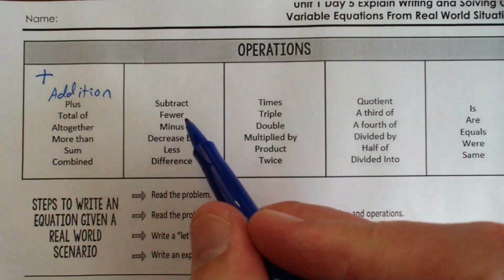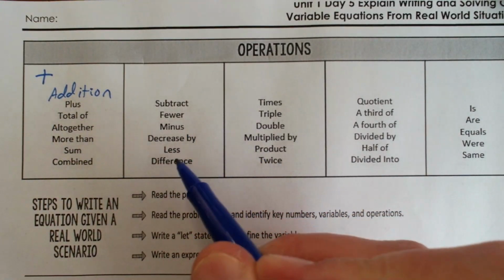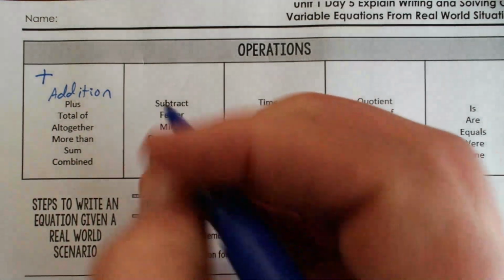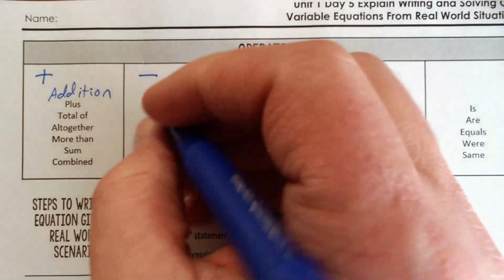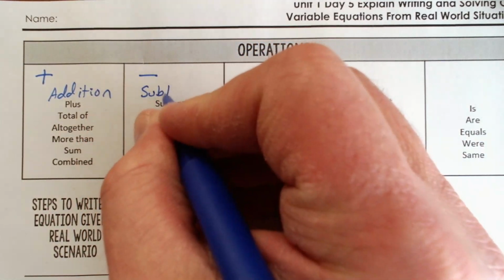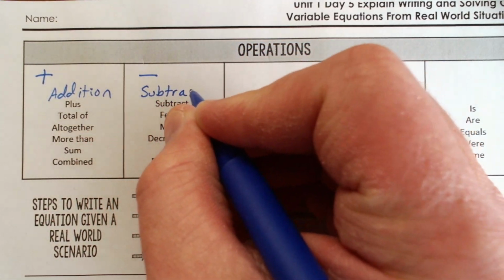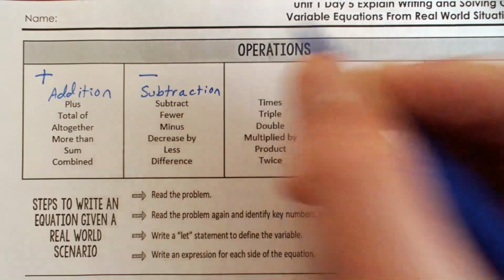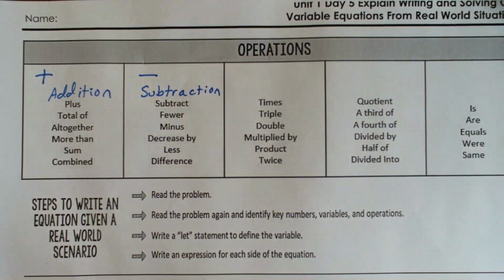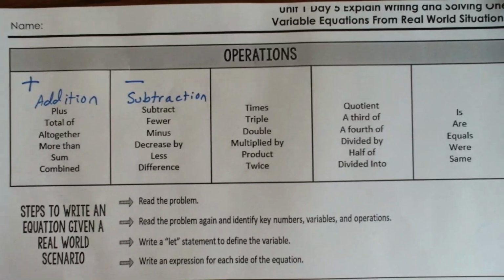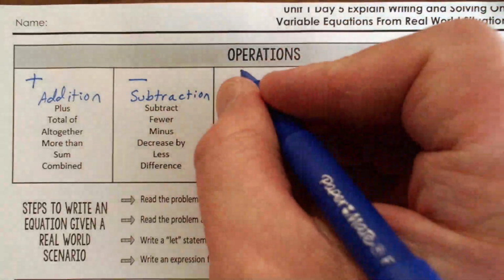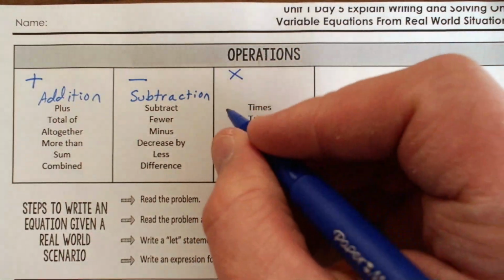When we subtract: fewer, minus, decrease by, less, difference. This all means subtraction. Times, triple, double, multiplied by, product, twice. This all means multiplication.